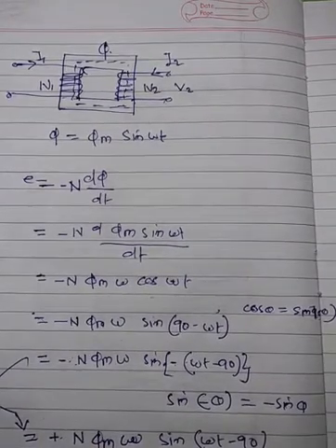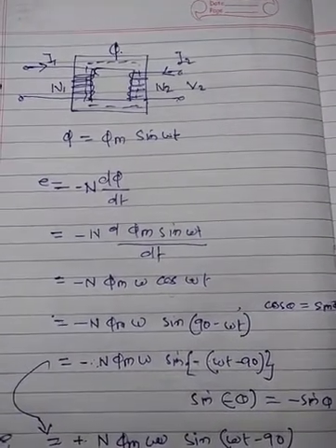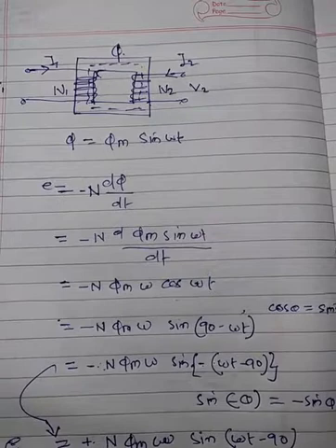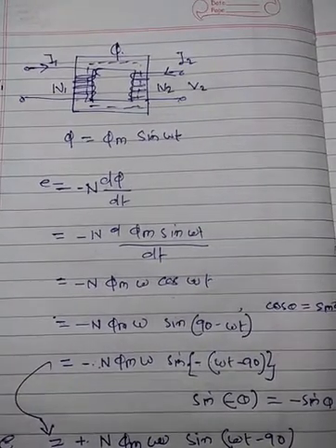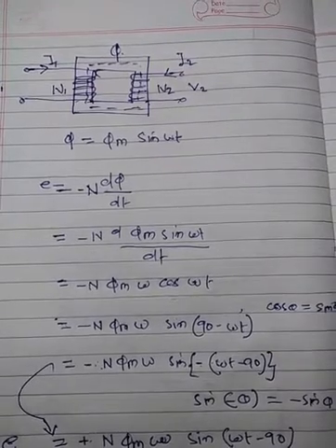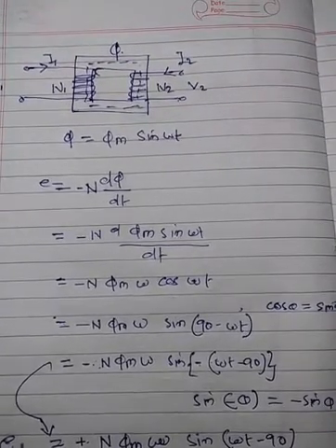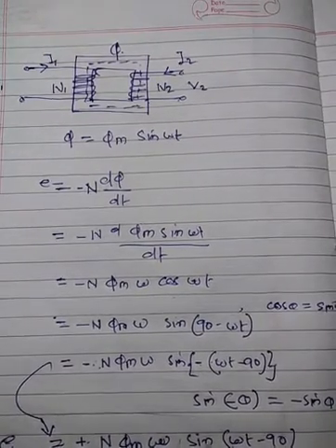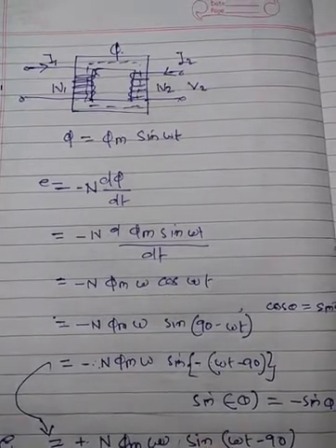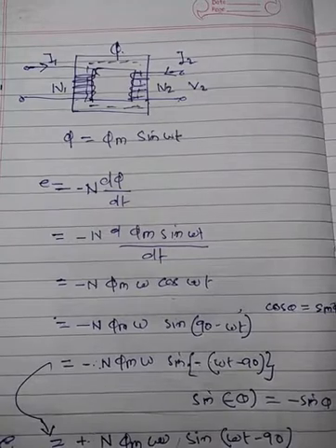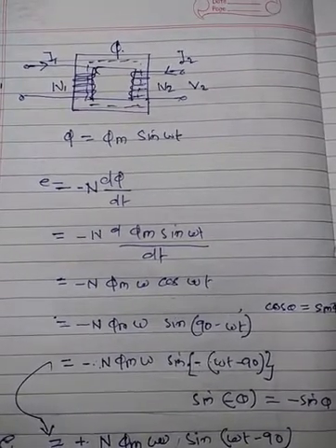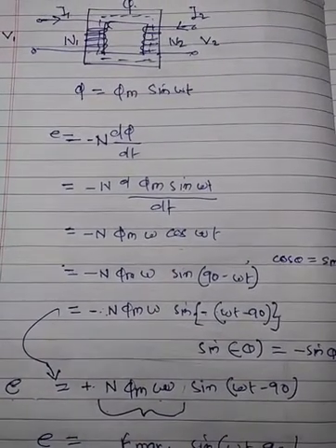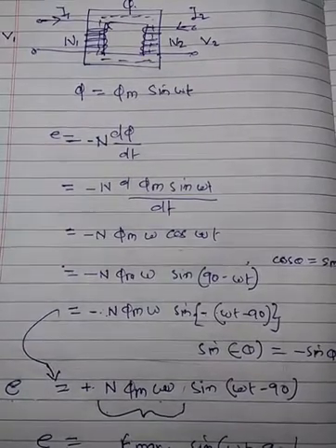This is the EMF induced in the winding. Here we can write this as E max, which is the maximum value of any sinusoidal quantity. Here this is a sinusoidal quantity, E equals E max sin in this format.